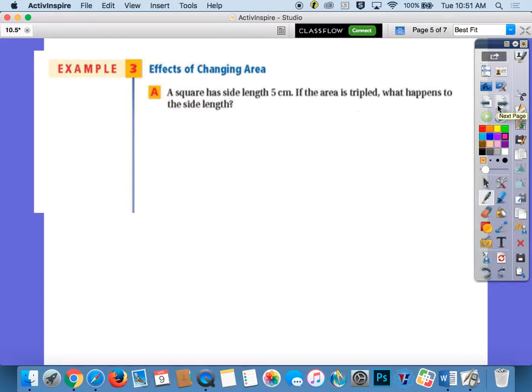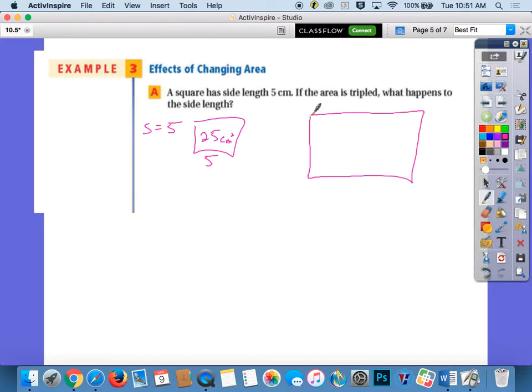So if we look at this, guys, this is going to have us work a little bit backwards. Think about the material a little bit differently. So your square has a side length of 5. Of course, all the sides are going to be congruent. If the area is tripled, what happens to the side length? So my side length here is 5, so my area is going to be 25 centimeters squared. Now if the area is tripled, that means my area here is going to be 75 centimeters squared.